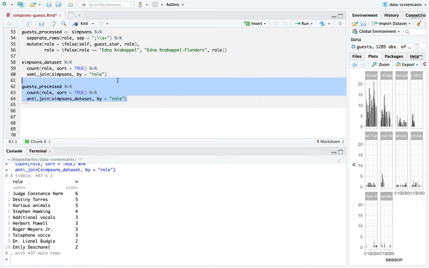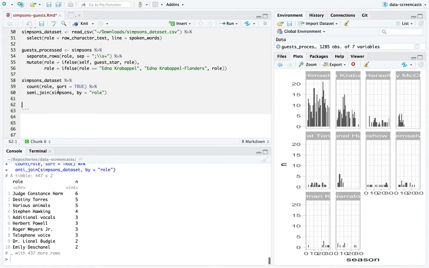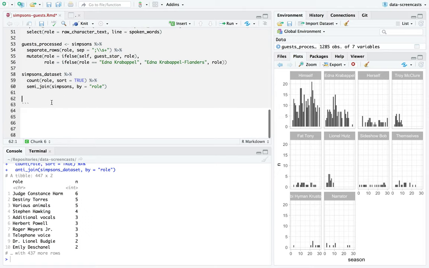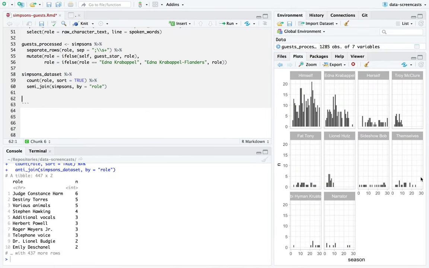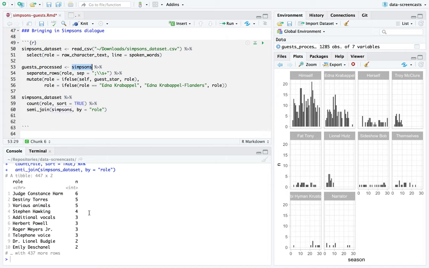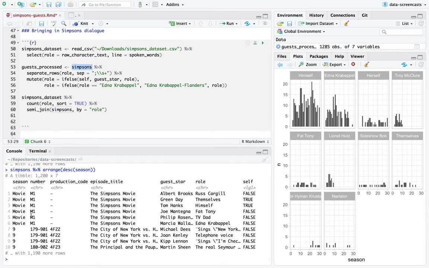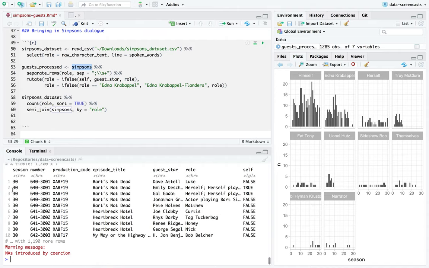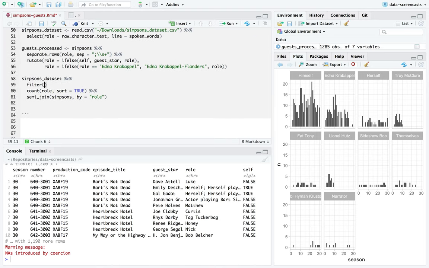Why was I doing all of that? Well, I'm interested in linking up things like average number of lines per episode for guest stars. So what's the distribution of guest stars versus guest roles? I don't know what years this appears. We have dialogue from 27 seasons, and do we have 30 in the Simpsons data? Right, replace with as numeric. Yeah, we have 30 in the Simpsons data.